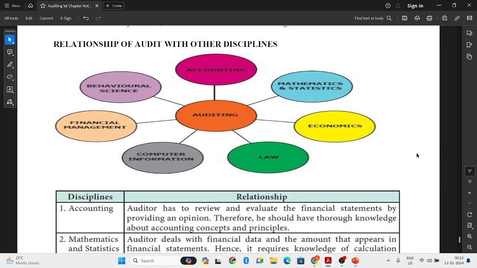In this particular video, let us discuss the last topic in this chapter, that is the relationship of audit with other disciplines. So auditing should have a relationship with other branches such as accounting, mathematics and statistics, economics, and laws. He should even know computer information systems, financial management, and behavioral science.